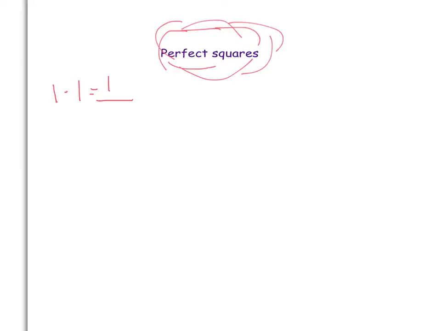1 times 1 is 1. 2 times 2 is 4. 3 times 3 is 9. 4 times 4 is 16. 5 times 5 is 25, etc. So while you're working on this next part, have a list of perfect squares in front of you, because what we're going to be doing is finding which 2 perfect squares a number is between.